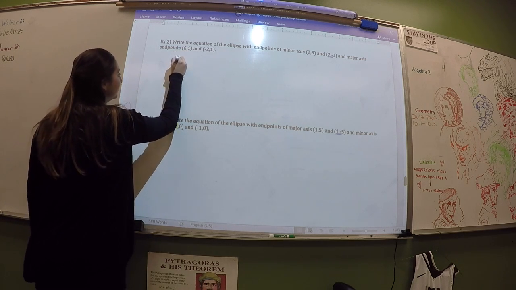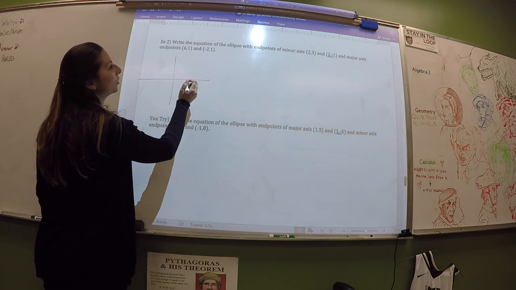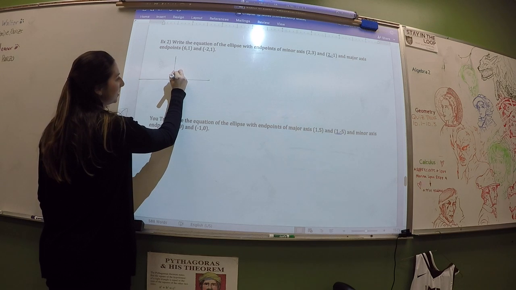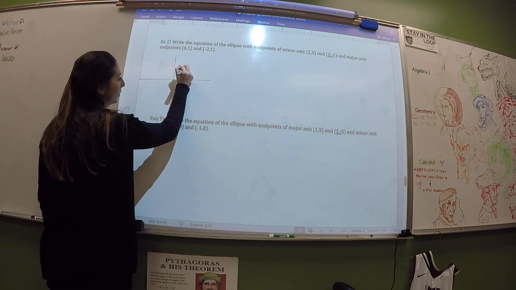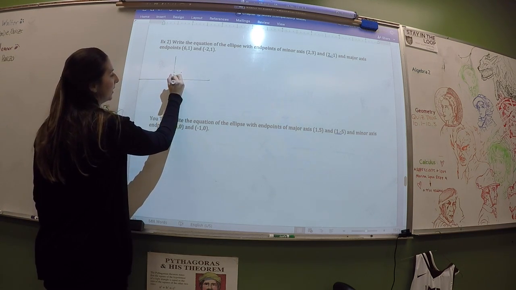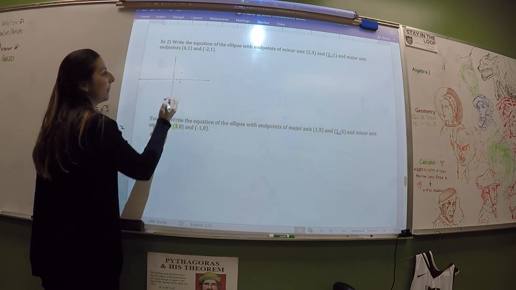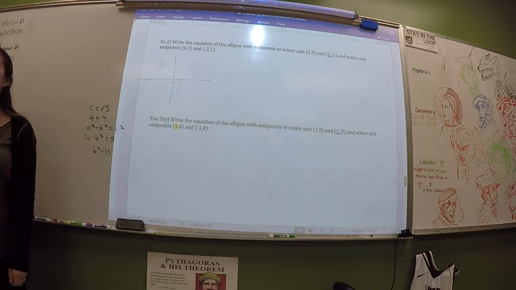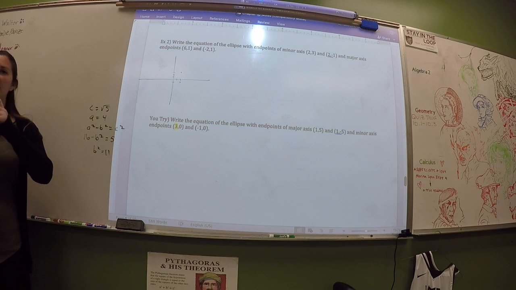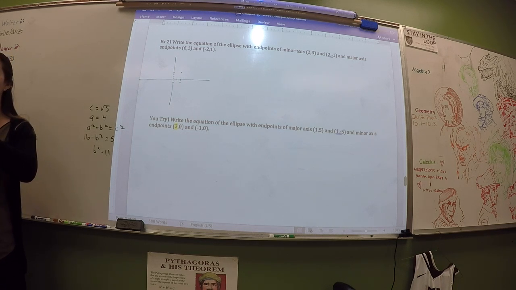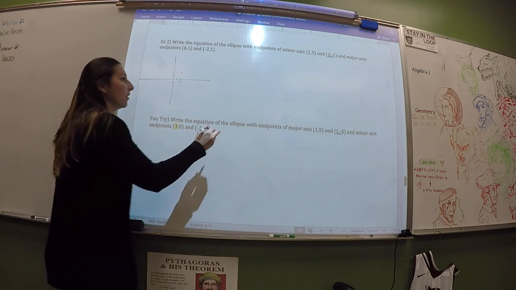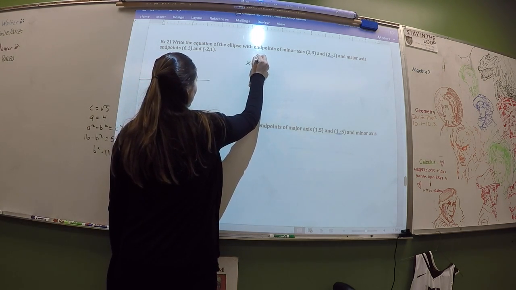So if you graph it, you have a minor axis point at 2, 3, and at 2, -1. So if the minor axis endpoints are there, then that means that the minor axis is along the y. So the major axis would be along the x. So it's longer in the x direction. We're using this.